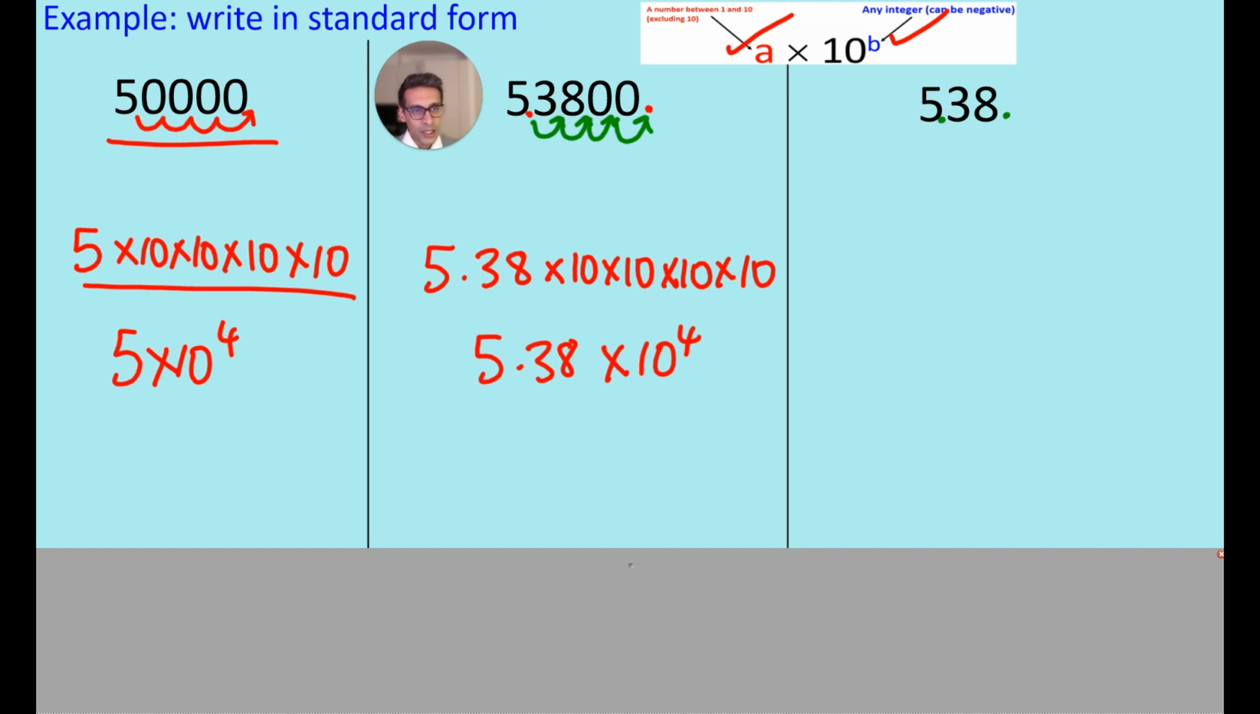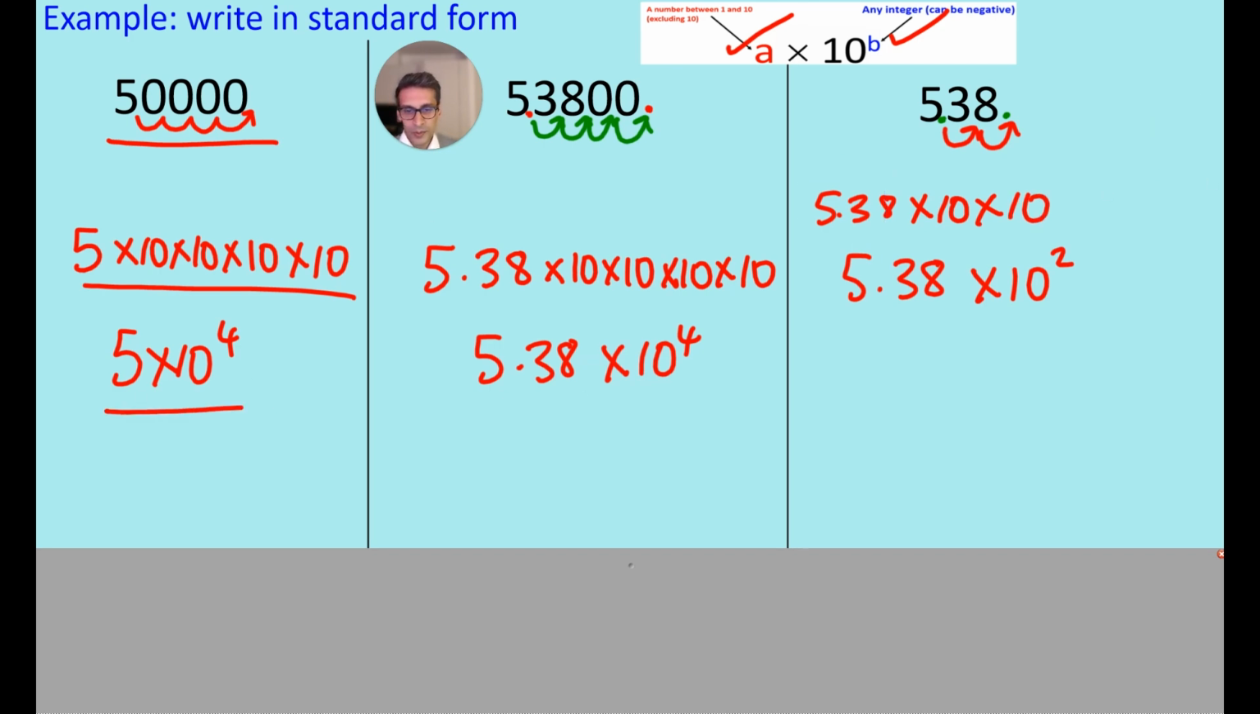But we want it to be here to make it 5.38. So let's write 5.38. And we're going to have to move the decimal 2 times. Now you may have figured out that this is just going to be times 10 to the power 2. If you're not sure how we got that, I'll show you here. So 5.38 times 10 times 10. And that is now in standard form.